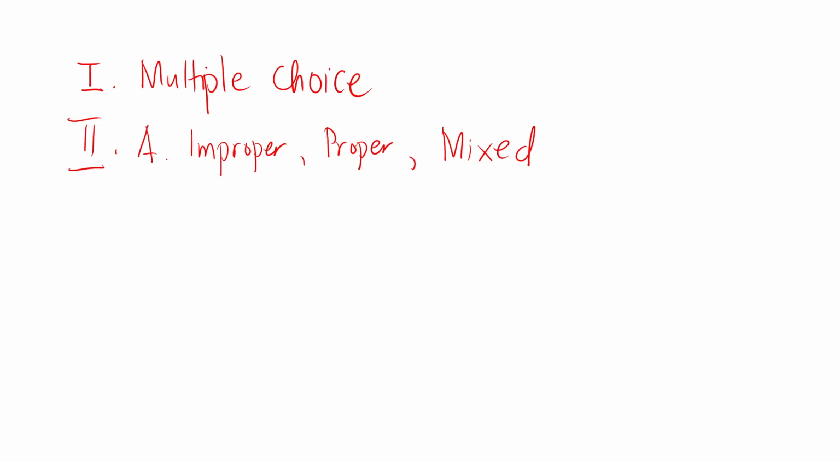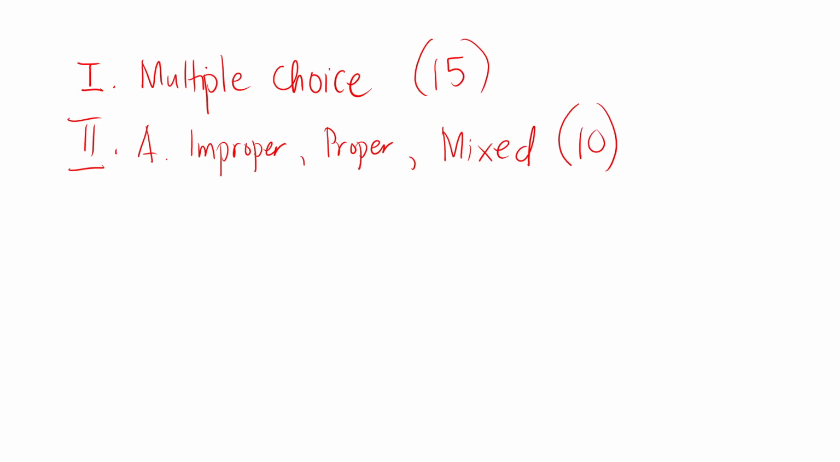Then, test 2 is this. For letter A, your answer is improper, proper, or mixed. Didn't I discuss that earlier? So you will classify. It's 10 items. The multiple choice is 15 items and this one is 10 items. So test 2A is easy. You will get perfect. I'm expecting you to get a perfect score on test 2A.